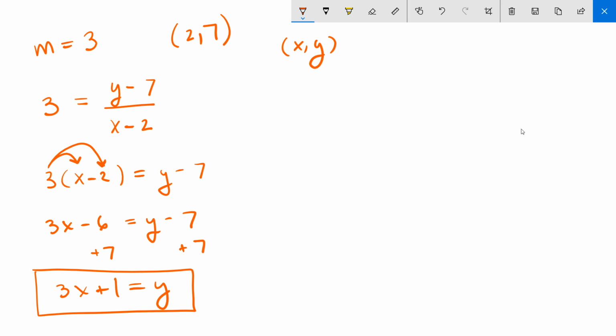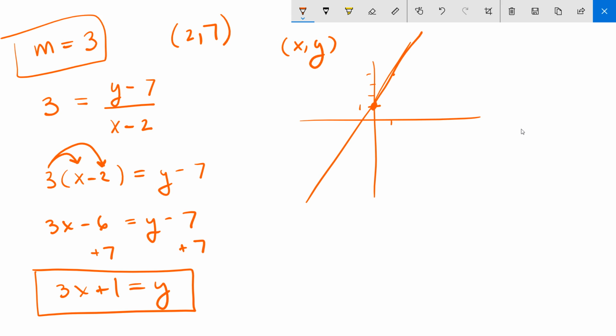If I wanted to graph it, you start at the 1. And then your rise over run is 3 over 1. So over 1, up 3. Well, if I did that properly. So that is, given a slope and given a point, find the equation of a line.